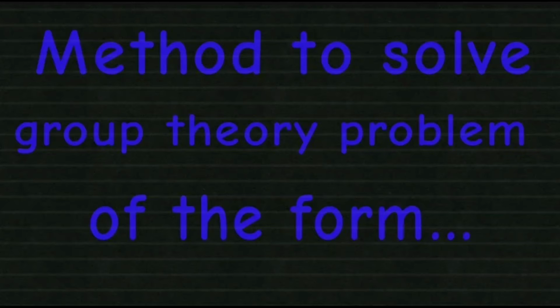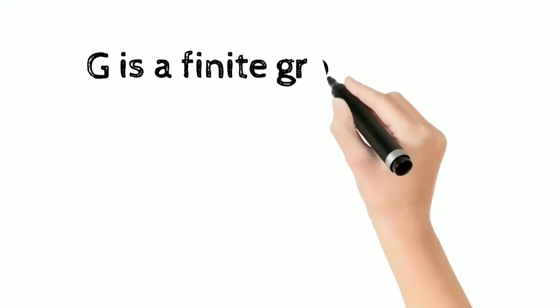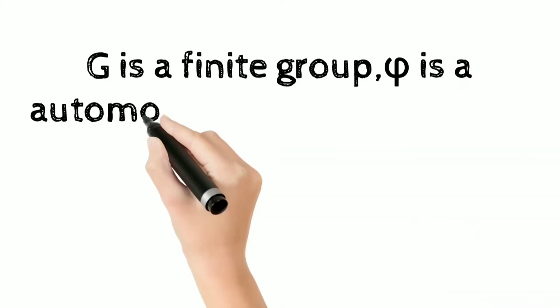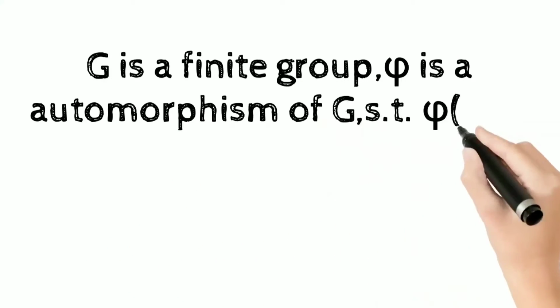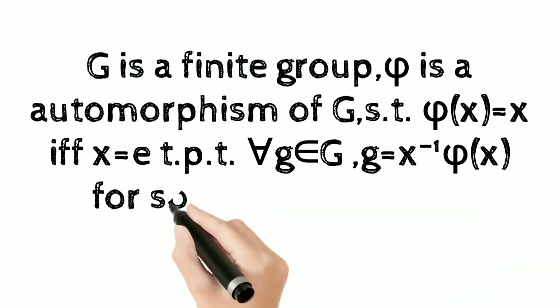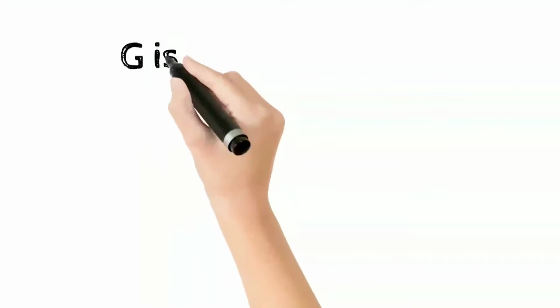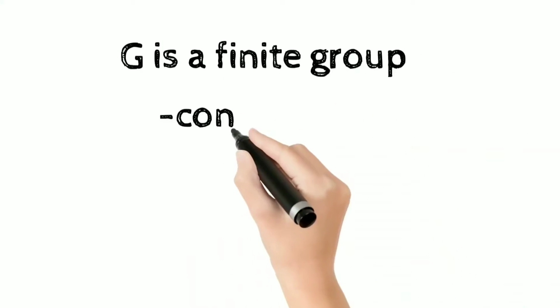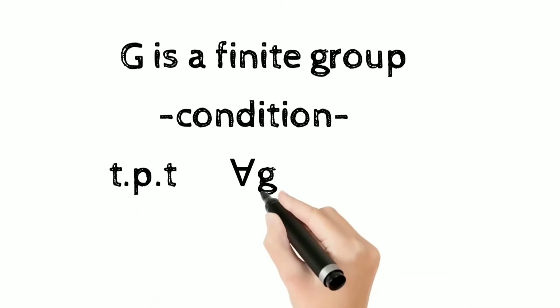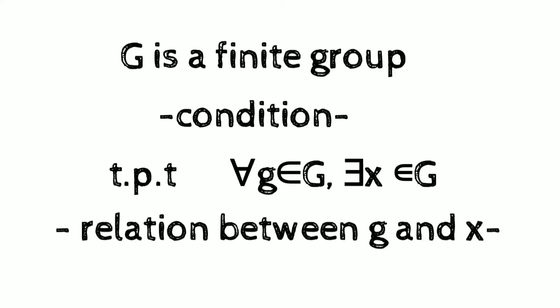Now, which form am I talking about? Let's see with this example. G is a finite group. Phi is an automorphism of G such that phi of x equals x if and only if x equals e. To prove that for all g belongs to G, g can be written as x inverse phi of x for some x belongs to G. So you see the form is: G is a finite group, condition, to prove that for all g belongs to G, there exists x belongs to G such that a relation between g and x.